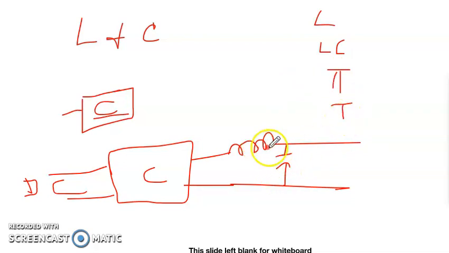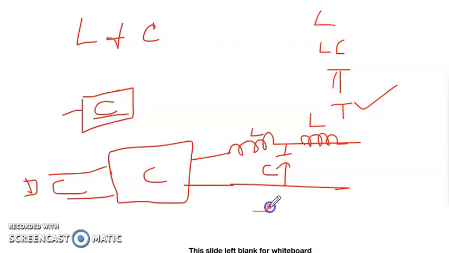So here is an L, and here is a C. Here you draw one more L. It looks like a T shape, and that is why it is called a T filter. Okay, T filter.